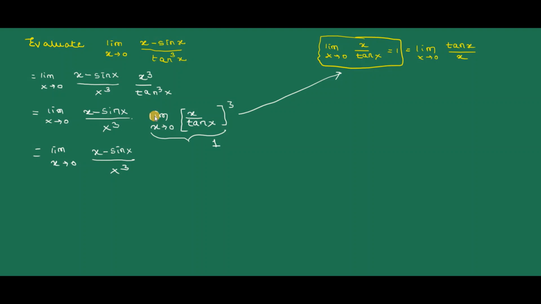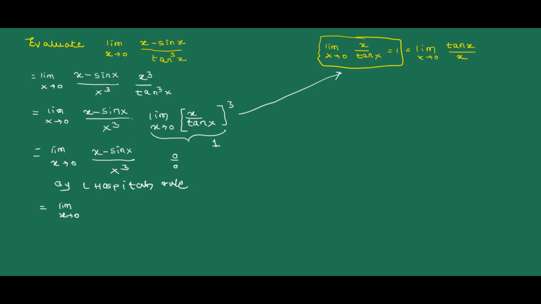Before that, if you put x is equal to 0, this is in the form of 0 by 0, because sine 0 is equal to 0. If you put x is equal to 0, you will get 0 by 0. Therefore, by L'Hospital's rule. L'Hospital's rule means you have to differentiate the numerator and denominator separately. Limit x tends to 0.